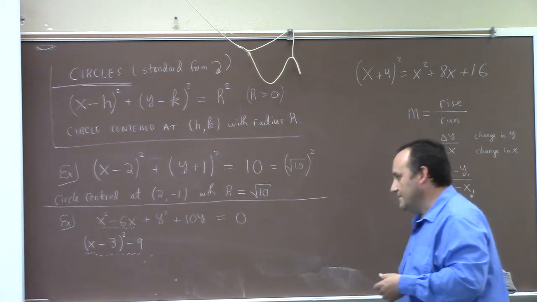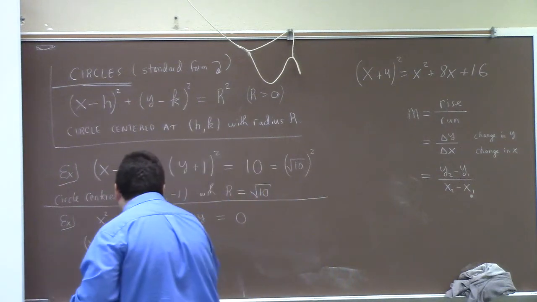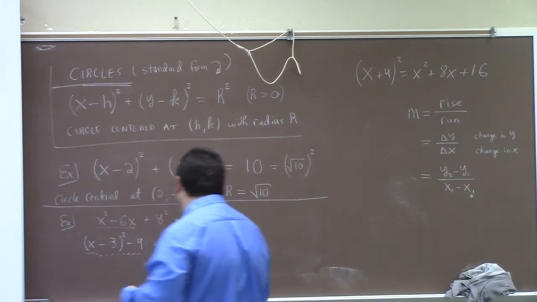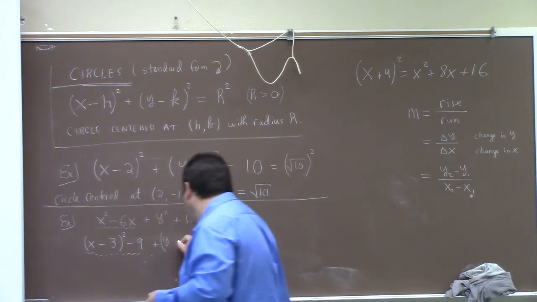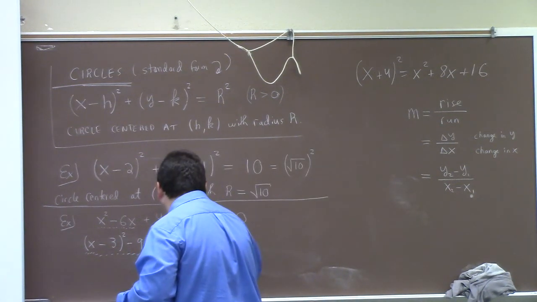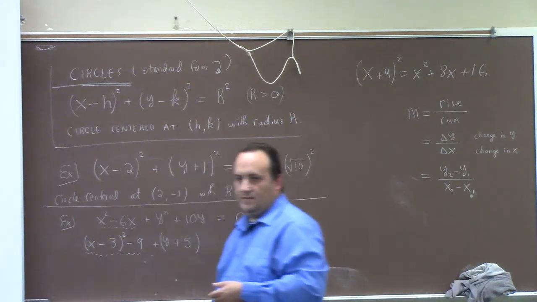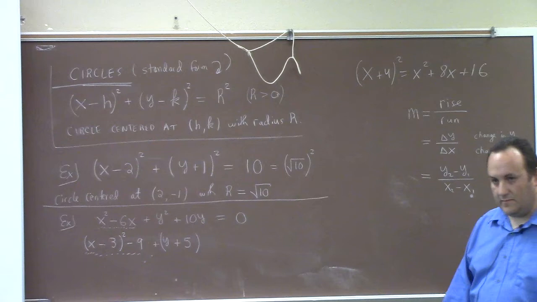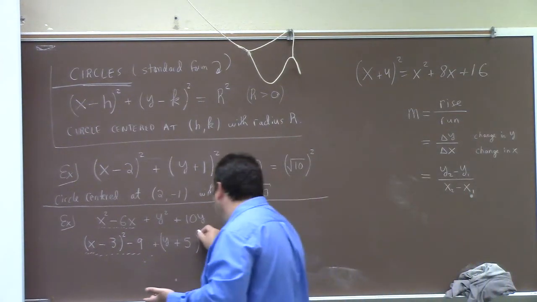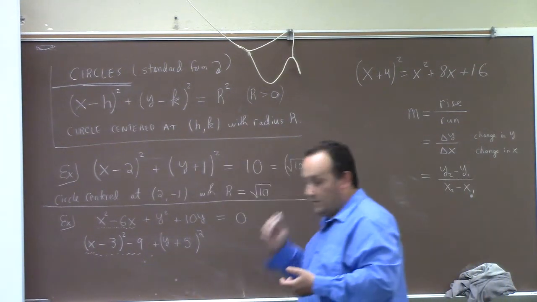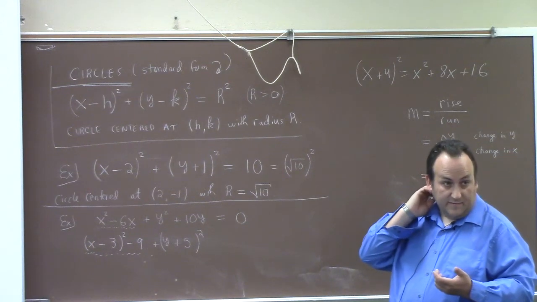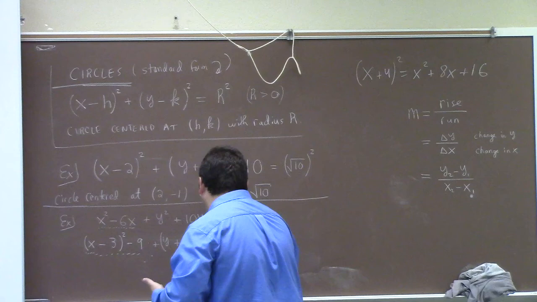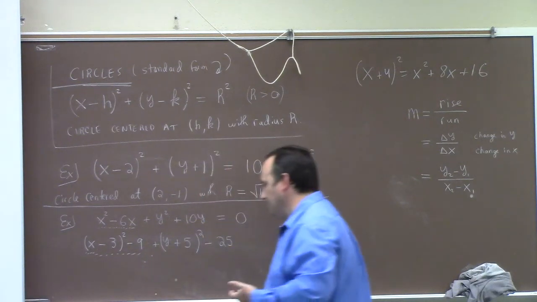Now what do I do for y? Parentheses y plus what? Y plus 5. Now, for those of you who don't understand why she said 5, it's half of 10, right? That's where that's coming from. We square that, right? In so doing, we've added 25. So we have to subtract 25 to maintain what we had before, right?